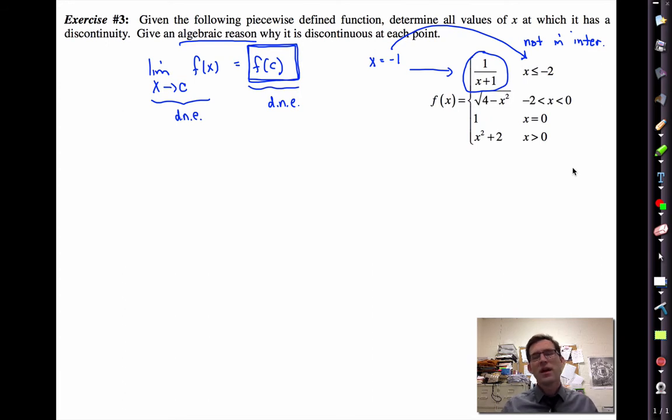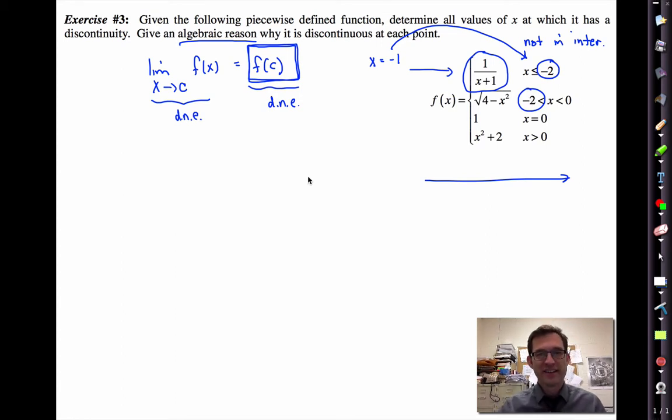So we're fine. Now let's travel from left to right. Let's just go in this direction. Now the next thing I want to do is think about the cutoff point. So the next thing I'm going to worry about is my -2. One thing that I can always have happen when I have a piecewise function is that coming in from the left and coming in from the right, I may not be approaching the same value.